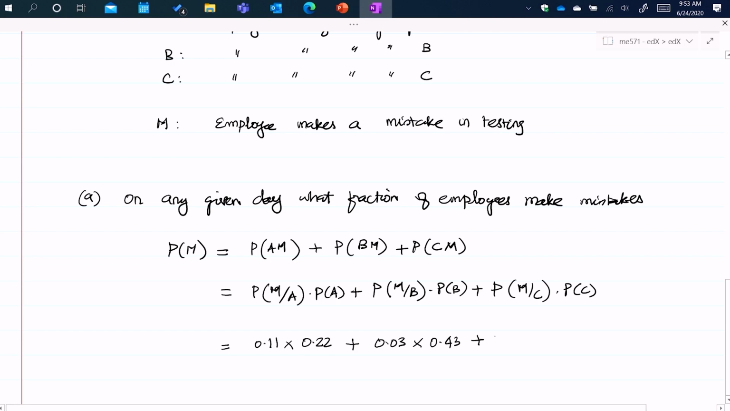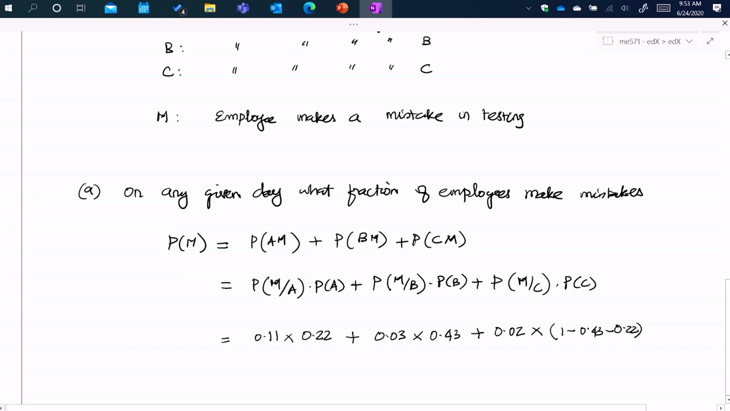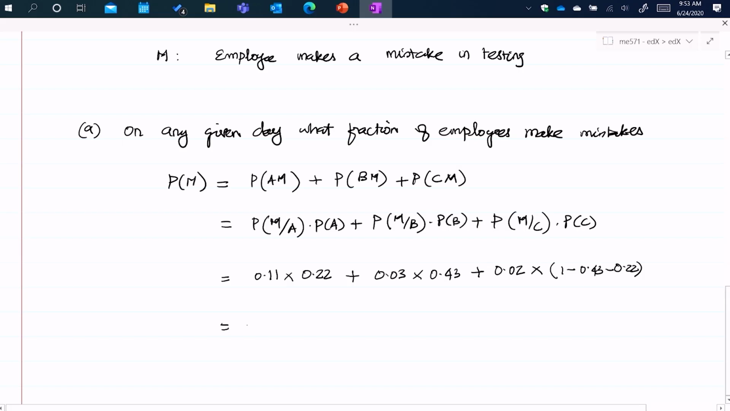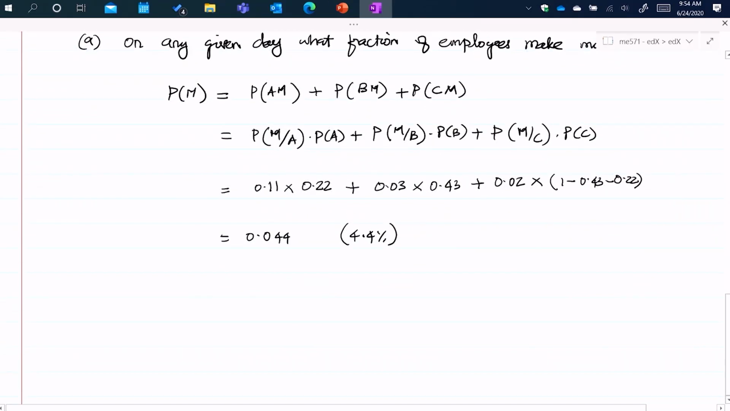And for the third situation, we know only 2% of group C employees make a mistake, and the population of group C is 35%, which is 1 minus 0.43 minus 0.22. When you calculate, this turns out to be 0.044, or 4.4%. So on any given day, 4.4% of employees make a mistake.